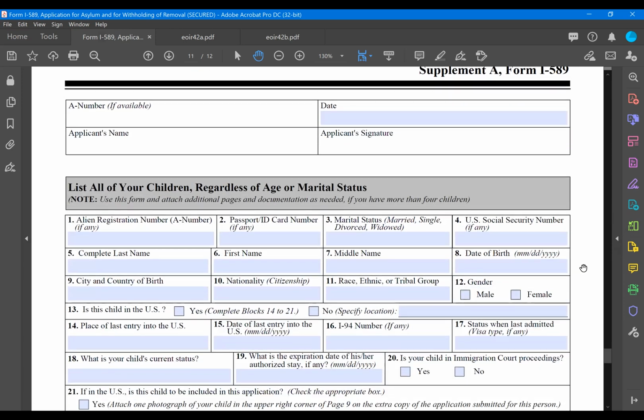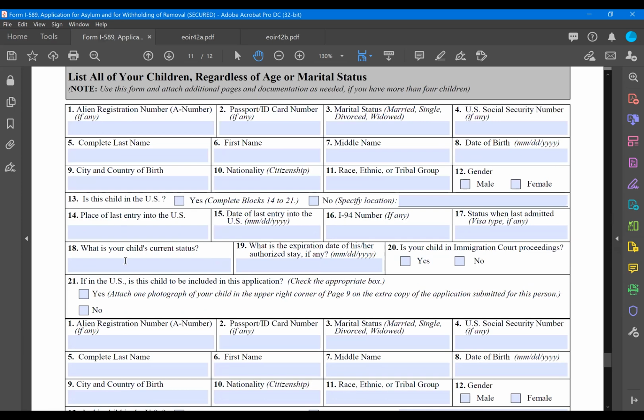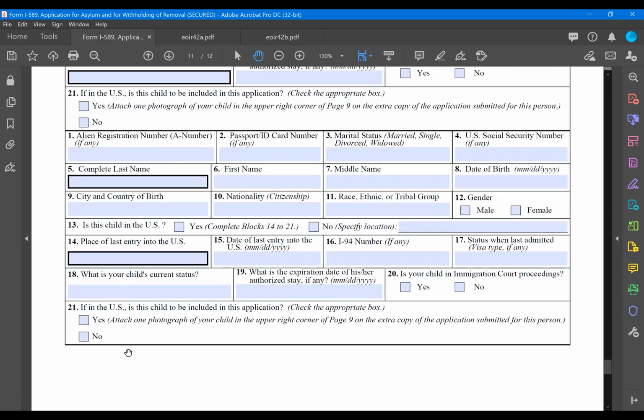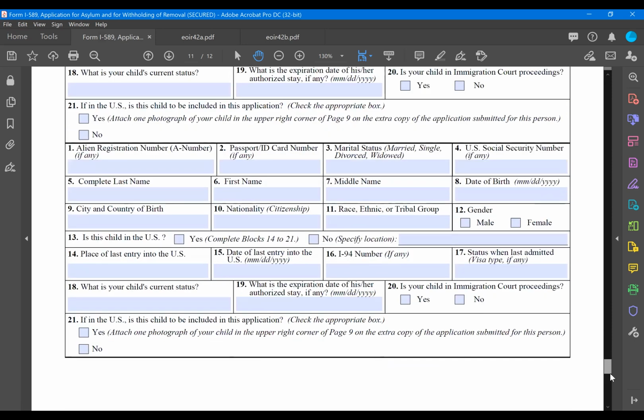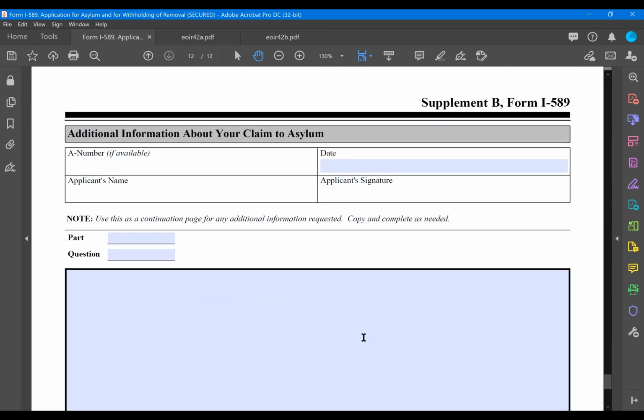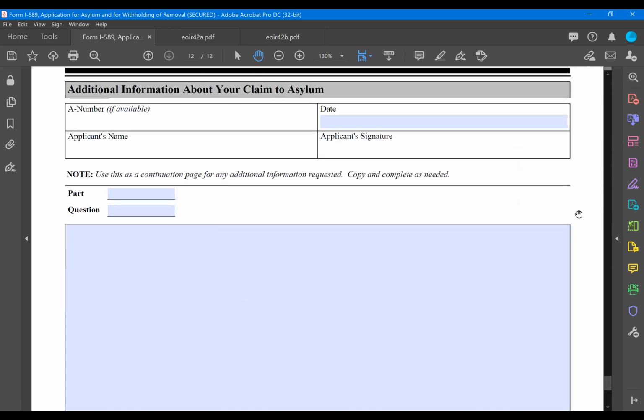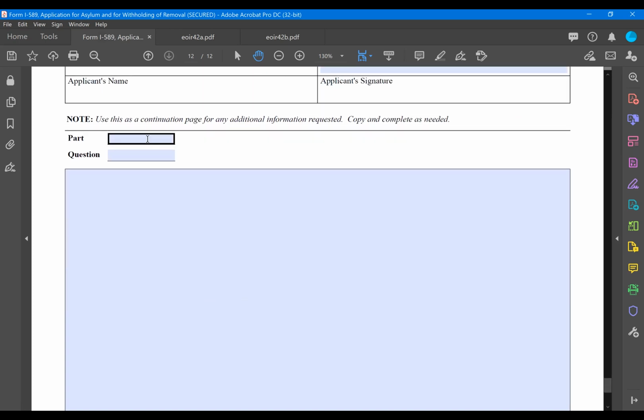Here are those final pages I was talking about. If you have additional children, you can list up to 2 more on this page right here. And then this page is just a general catch-all. If you need more space to list out answers to any of the questions, you can use this form here and mention which part or question.